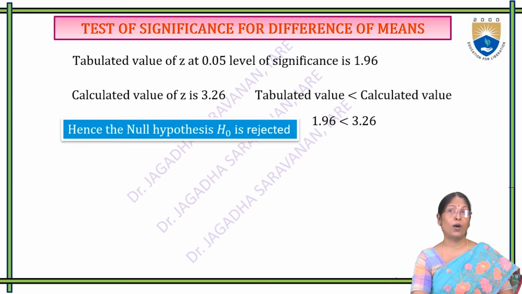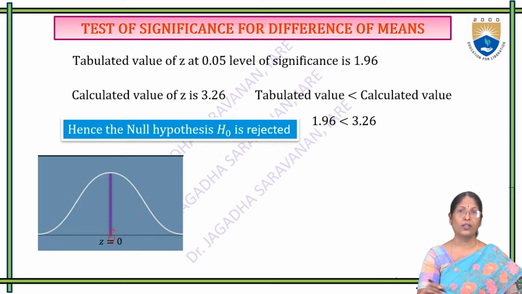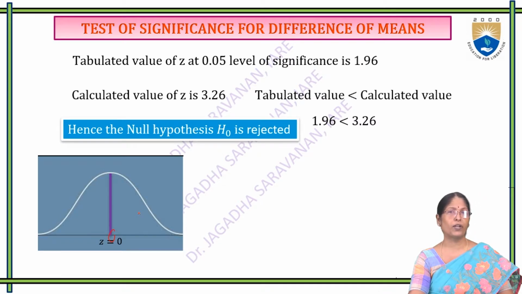Now for the same problem, we can see the graphical representation. This is the bell-shaped normal curve, at Z equal to 0. At this point, the mean is 0. The scale is x minus mu by sigma. So if x takes the mean value, it becomes 0.